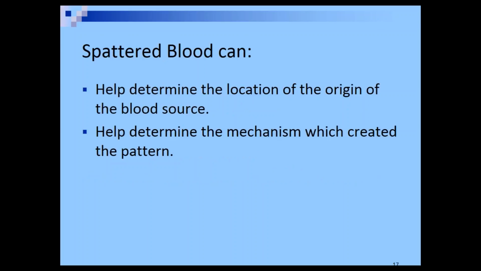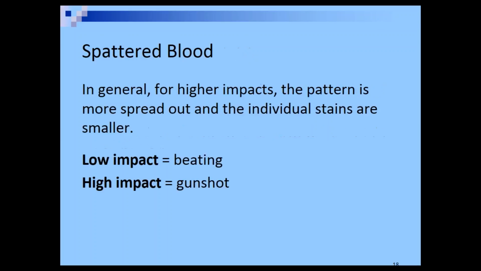Okay. So we already said that it can help determine the location of the origin of the blood source. And by looking at the size of the blood drops and the area that they're spread out over, they can also give you a little indication whether it was a gunshot, blunt force, or sharp force injury. So we're going to separate this into low impact spattered blood, in other words, a beating, like I'm punching you in the bloody face or hitting you with a baseball bat, versus high impact, which is pretty much gunshots.